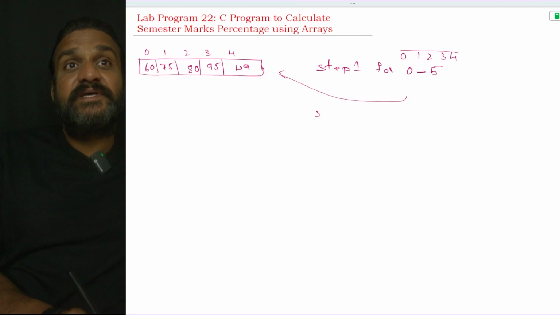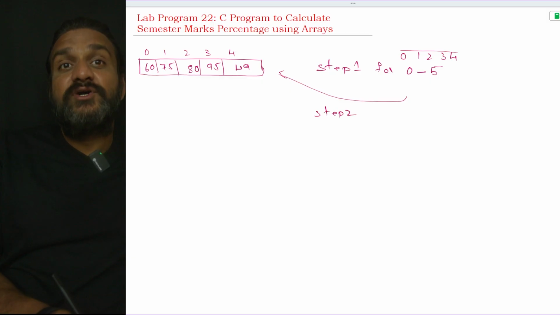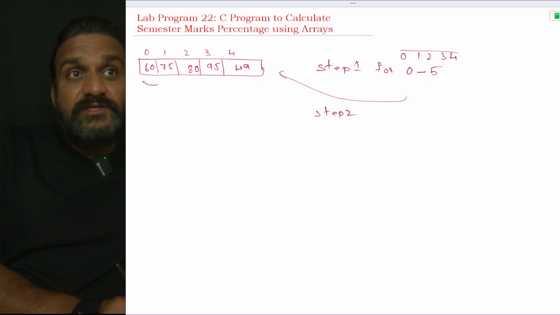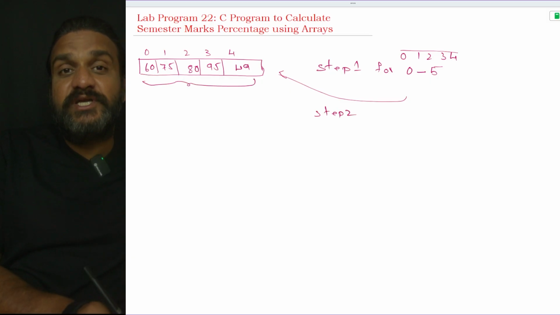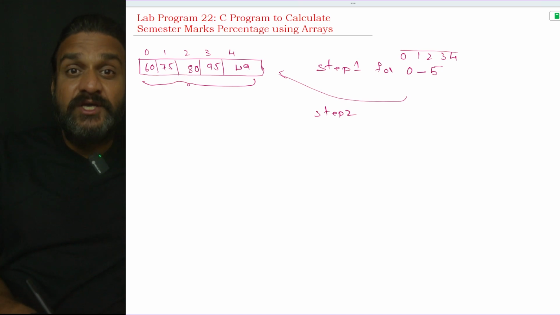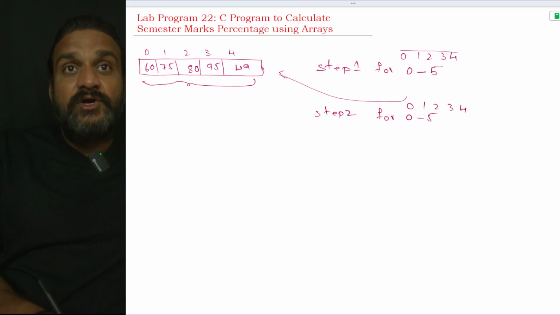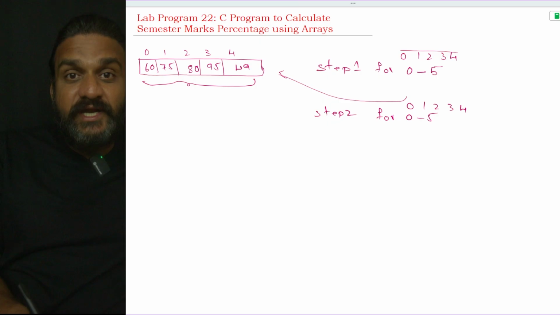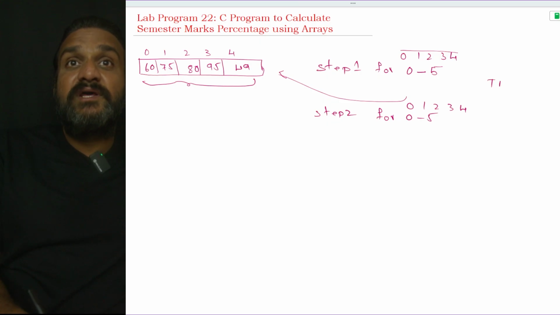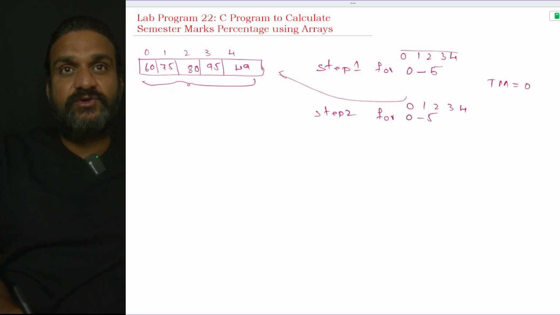The second step, step 2, is to sum up all these marks. All the marks obtained by the student, we have to sum up. How can that be done? Again, we take another for loop, and this is going to iterate from 0 to 5, meaning 0, 1, 2, 3, 4. So 5 times this loop is going to iterate. Every time, we are going to take a variable. Let's assume total marks is equal to 0. Initially we take it as 0.